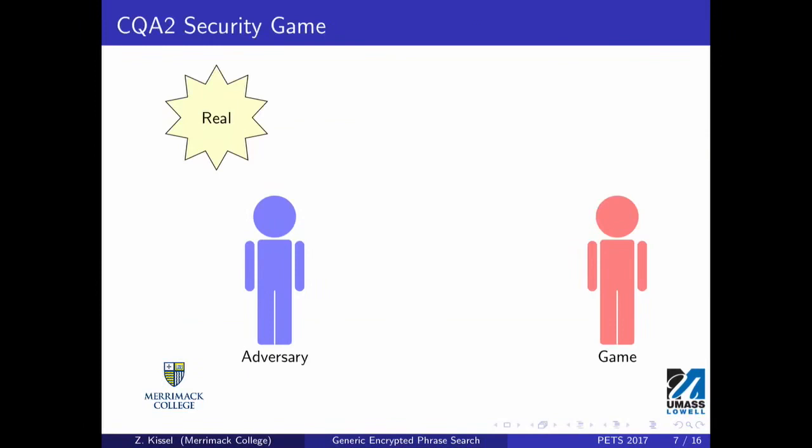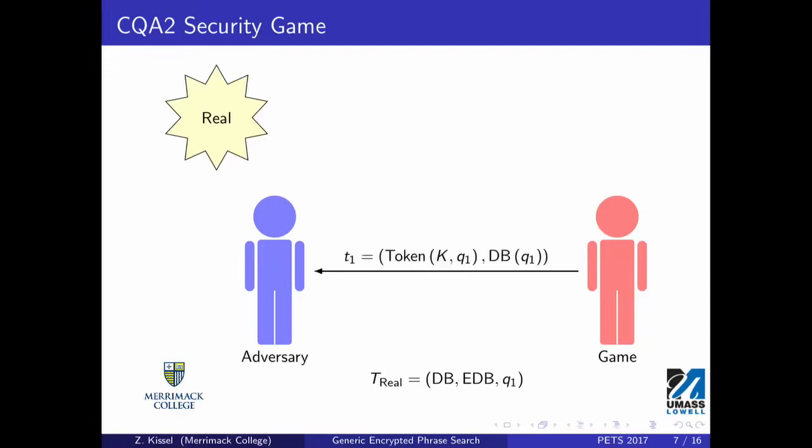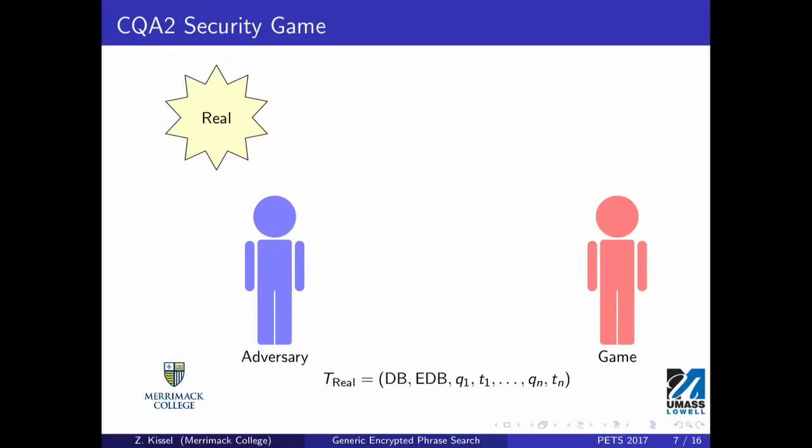So we model security as a game in the real-ideal paradigm. The adversary first gives the game the document set. The game produces an encrypted index, and this is tracked inside a transcript. The adversary then gives a query. The game answers by giving the search token and the results. And that gets added to the transcript. This can be repeated n times, resulting in a real transcript.